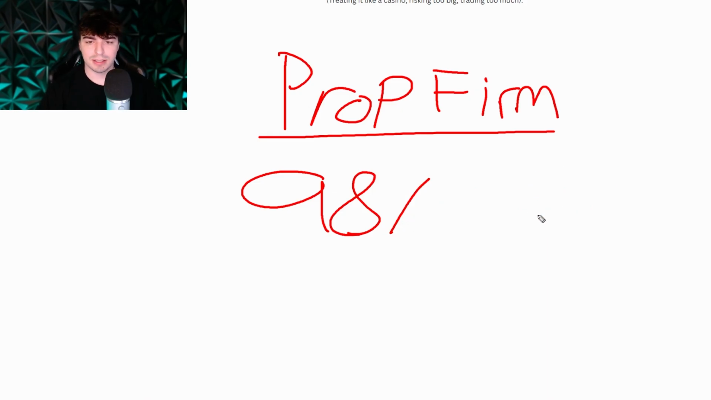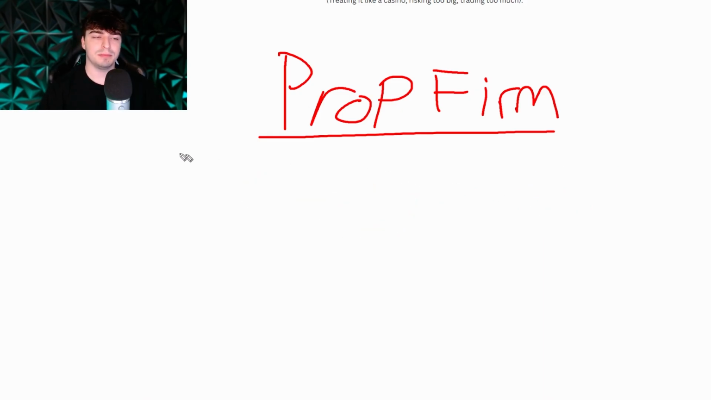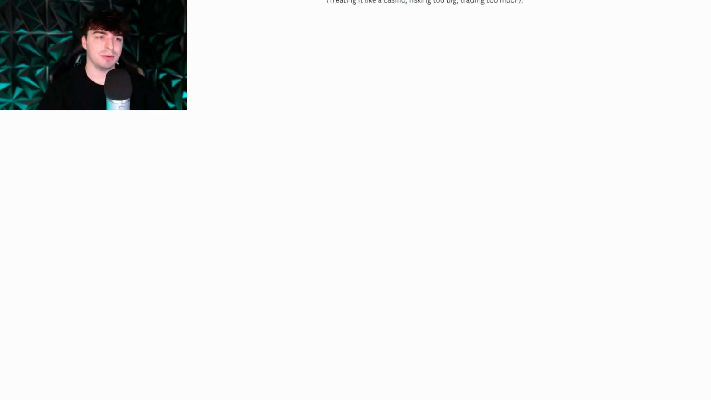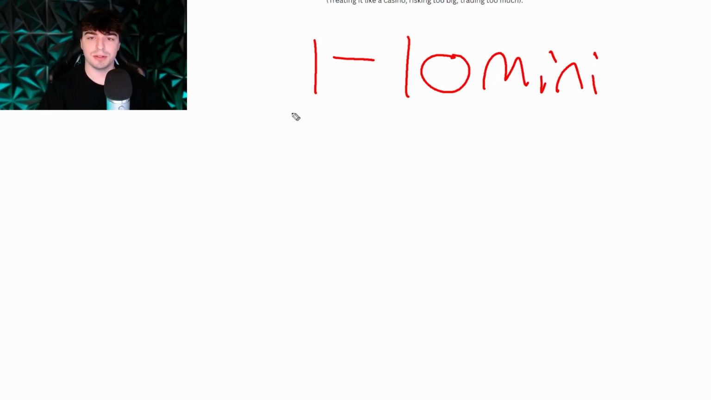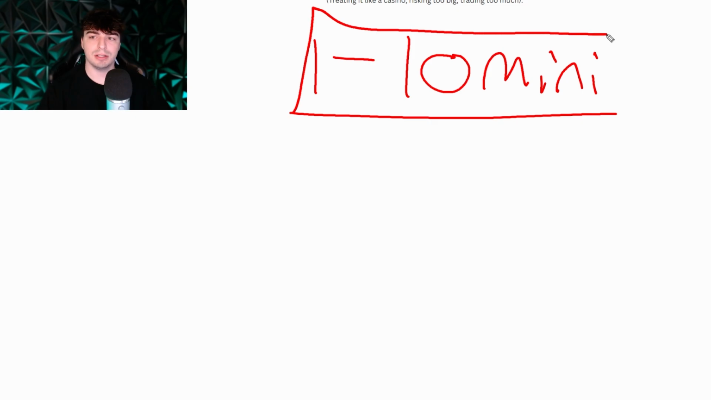Now, why is this? Well, it's mostly because people are not familiar with how to actually trade with normal size. What these prop firms do is that a lot of them will let you trade anywhere between 1 to 10 mini contracts. This is for futures. This is way too big for anyone on any prop firm account. Why is this way too big?